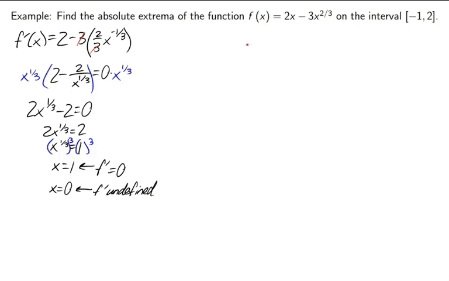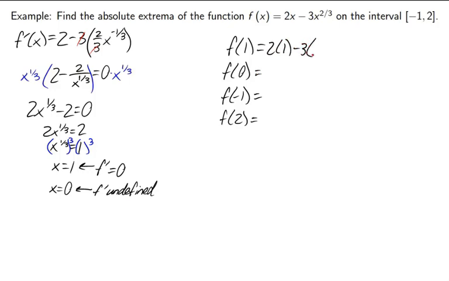Alright, the next step simply says plug in your critical values and your endpoints. Check them all. So when I plug in 1, I get 2 times 1 minus 3 times 1 to the 2/3. 1 to any power is still 1, so I get 2 minus 3 is negative 1. When I plug in 0, looks like all the terms go to 0, so that's simple enough. Negative 1.